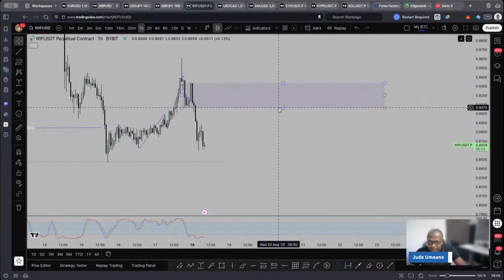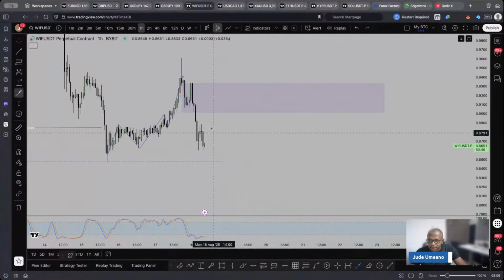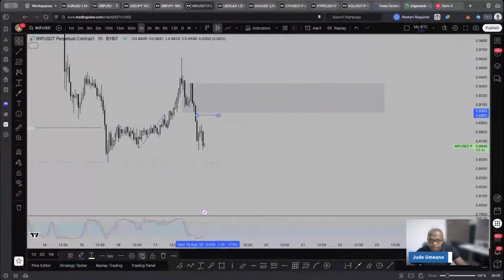And I can now refine my zone to actually include this particular candle here, because this is where we have the fair value gap at this point. We have a fair value gap at this particular point.